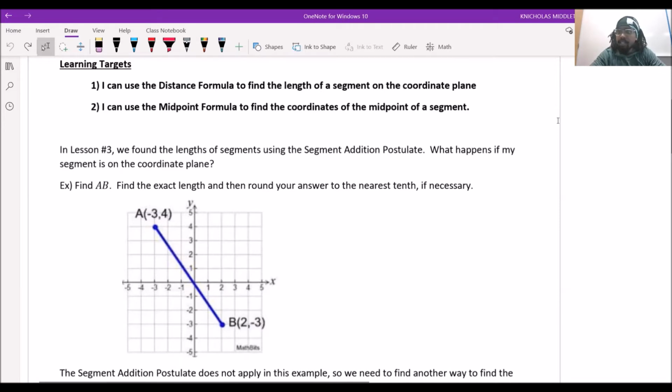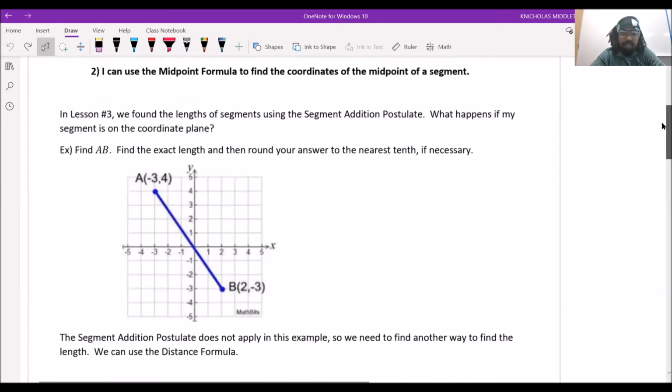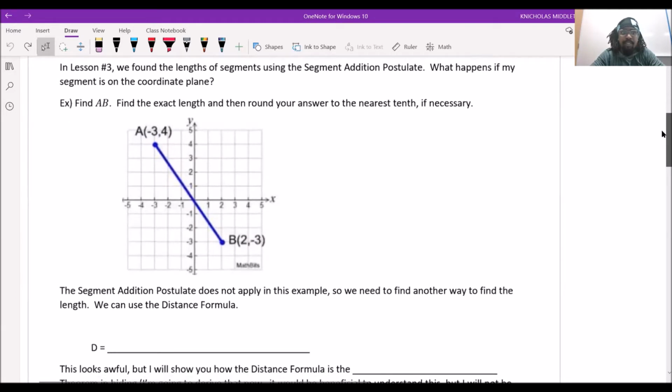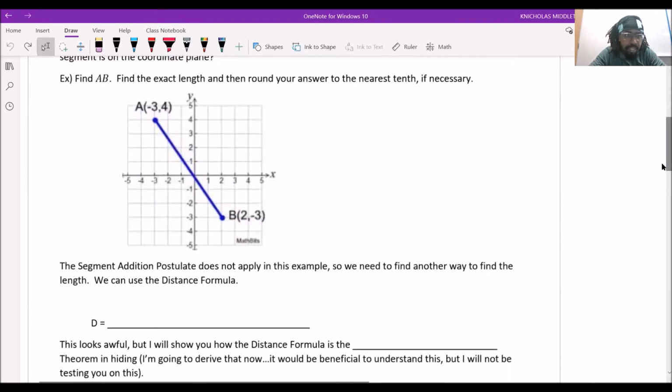Okay, so we kind of talked about segment lengths already in lesson 3 using the segment addition postulate, but what happens if we see the segment on the coordinate plane? Okay, so we're going to jump straight into an example here. Our example asks us to find the exact length of AB, and then round your answer to the nearest tenth if necessary.